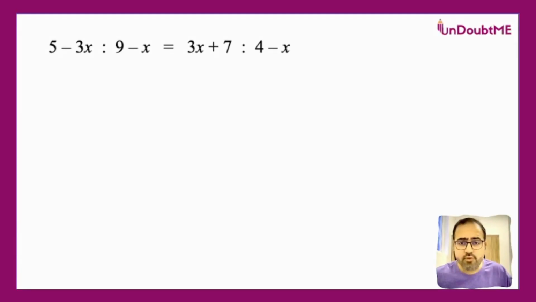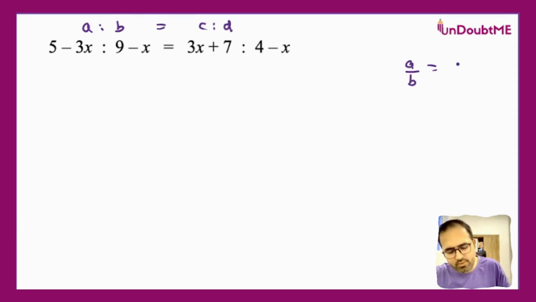In this question, we have to solve for x. These are just two ratios given in the form of equal to each other. So it is like A is to B equal to C is to D. Conceptually, whenever we have that, we write it like this: A over B is equal to C over D. Ratios can always be converted into fractions as per the requirement. So that is the first step.